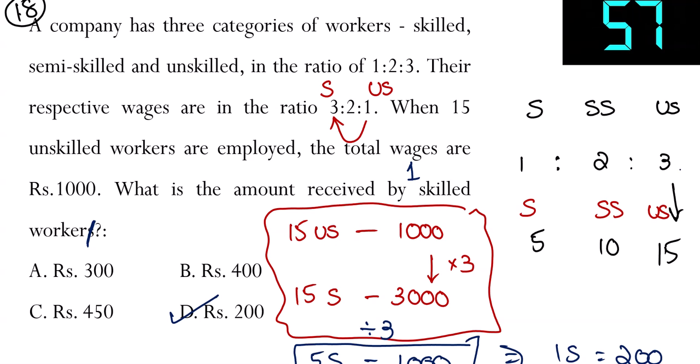So one approach is this. 5, 10, 15. Unskilled workers are 15 people, skilled should be 5. From the amount point of view, the ratio should be 3 is to 2 is to 1. Unskilled 1 means skilled should be triple. So unskilled 1000, skilled should be 3000. Count, not worry at that time. Next, we have only 5 skilled workers here, so we have to divide by 3.